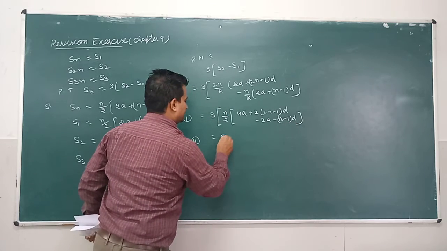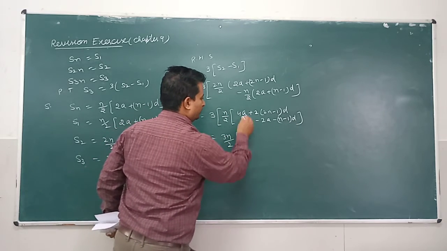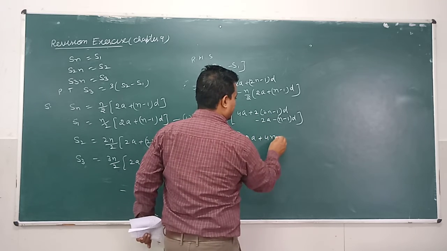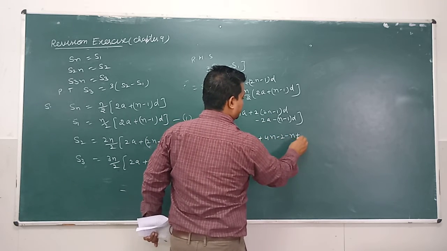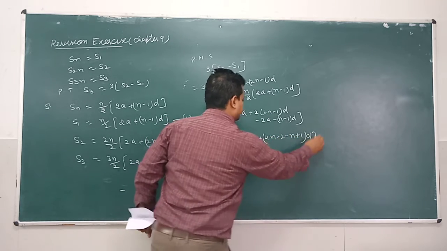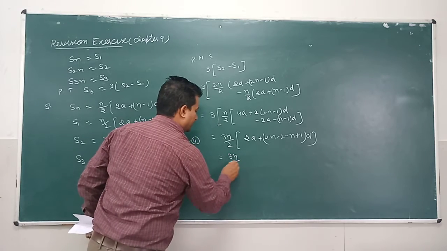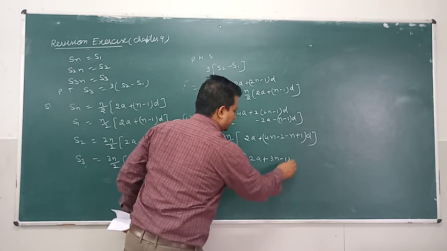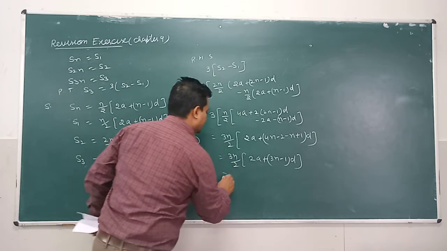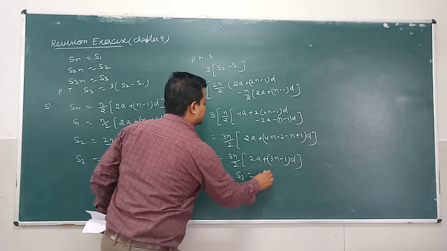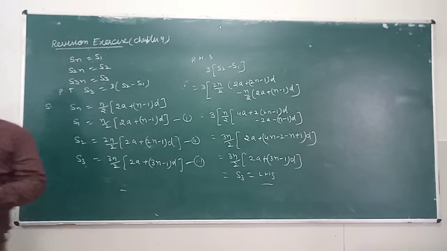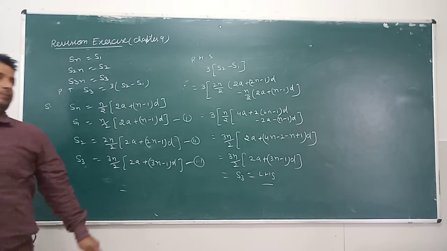When we solve this, this is 3n by 2, 4a minus 2a is 2a, plus 4n minus 2 minus n plus 1 into d. So this is 3n upon 2, 2a plus 3n minus 1 into d. This is S3. This is the left hand side of the equation. This is the solution of question number 3.